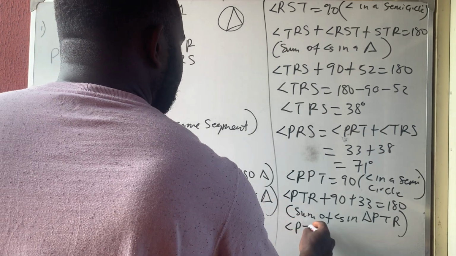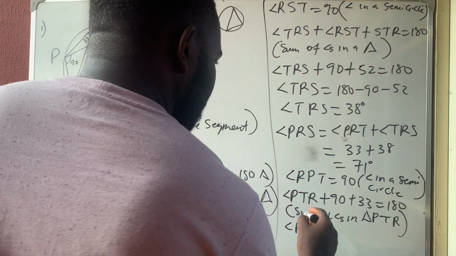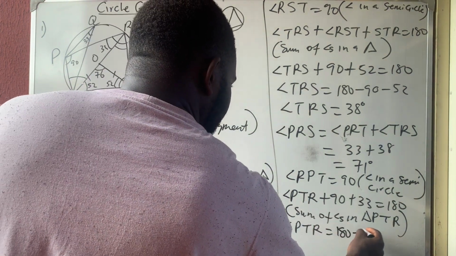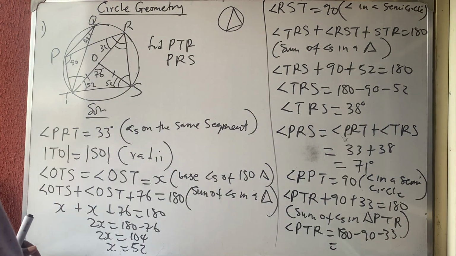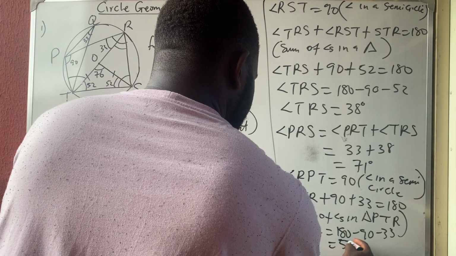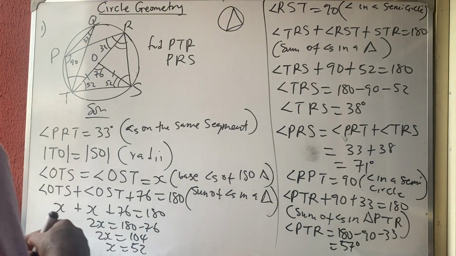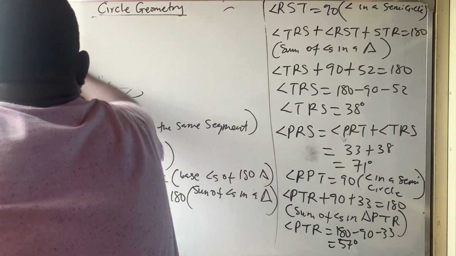Okay, so what do we have now? The angle PTR is equal to what? 180 minus 90 minus 33. So we are going to have 90 minus 33, so 57 degrees. Very simple. The first one is 57, while the second one is 71 degrees. Okay. So the next question.